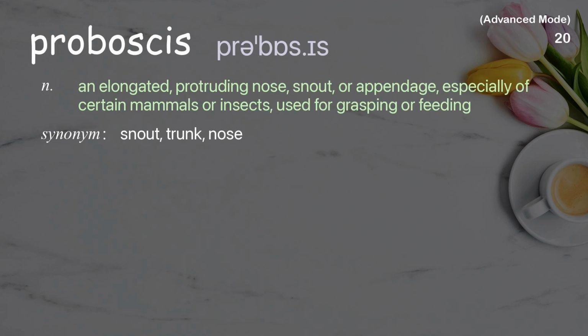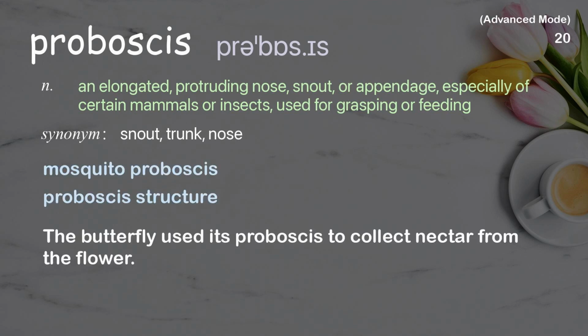Proboscis. An elongated, protruding nose, snout, or appendage, especially of certain mammals or insects, used for grasping or feeding. Examples: mosquito proboscis, proboscis structure. The butterfly used its proboscis to collect nectar from the flower.